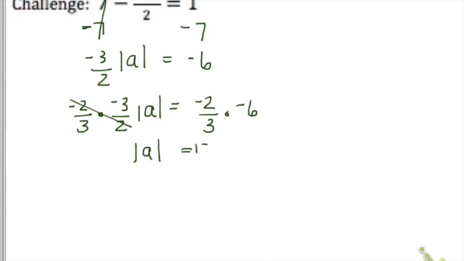This gives me 12/3 or 4. Absolute value of A being 4. And that means that my solution is either negative 4 or 4.